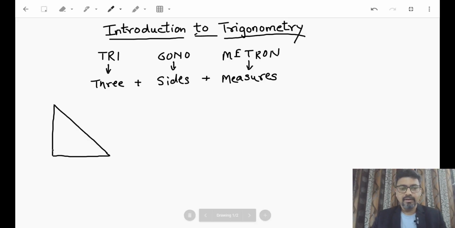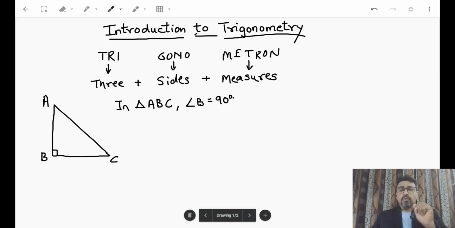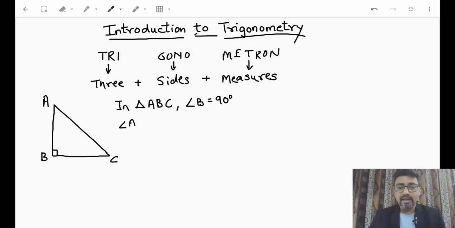That's my right angle triangle, right angled at this point. I name it as A, B, and C. So what do I have here? I have in triangle ABC, my angle B is how much? 90 degree. That's right. Now, whenever in a right angle triangle, obviously one angle is 90 degree, what can we say about the other two angles, which are here angle A and angle C?